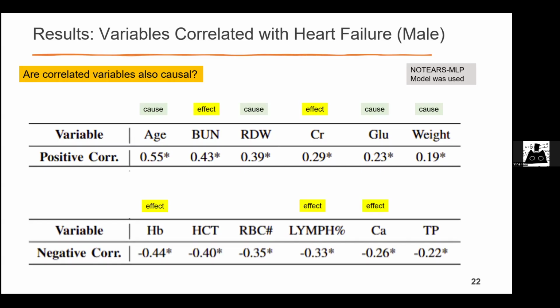From the negative correlation, 3 out of 6 features are effect features. Only the total protein feature is a causal variable. And we need to mention that HCT and RBC, these two features, are neither cause nor effect variables.